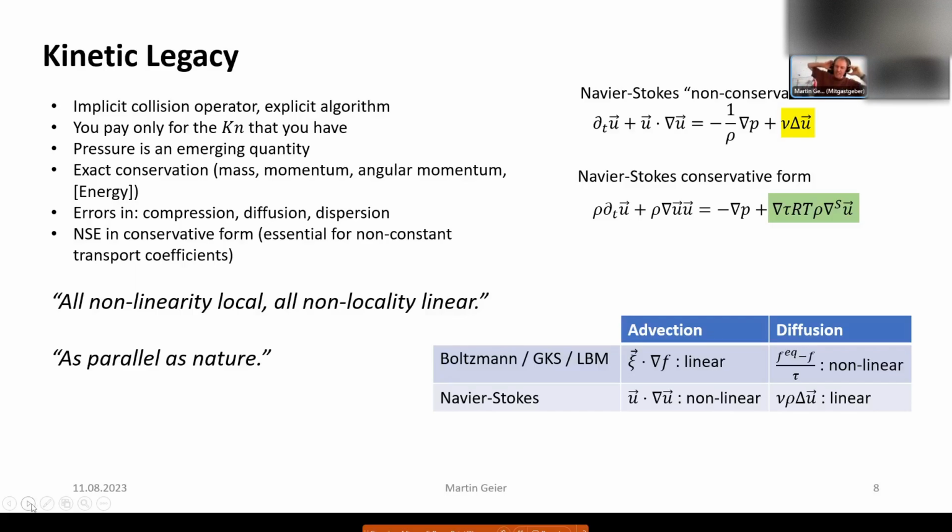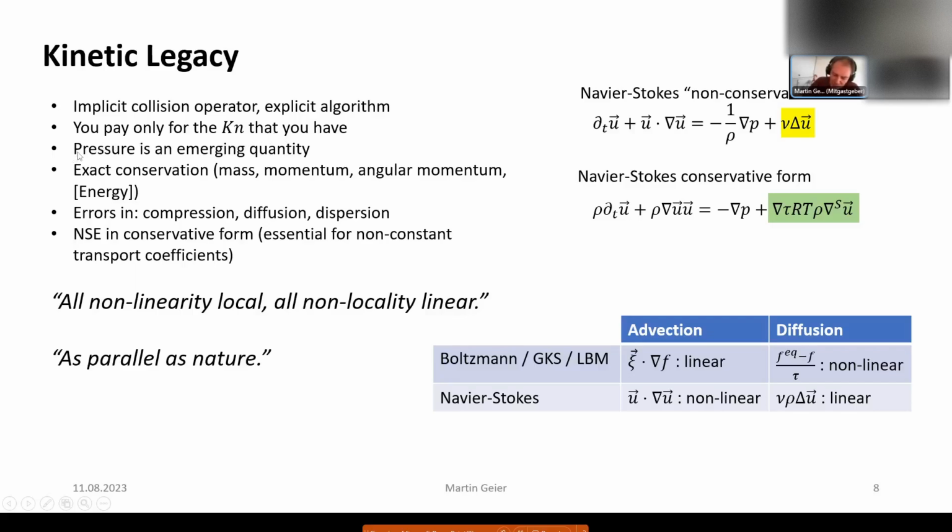So there is some kinetic legacy. Because you could ask, why could this be better than just solving the Navier-Stokes equation? Yeah, even though you have this implicit collision operator, you have an explicit algorithm. Your Knudsen number now is small if you have a small set of speeds, and you only pay for a small Knudsen number. So it's actually the same cost, more or less, as the Navier-Stokes equation in principle.